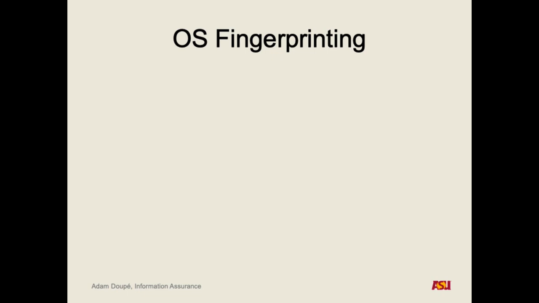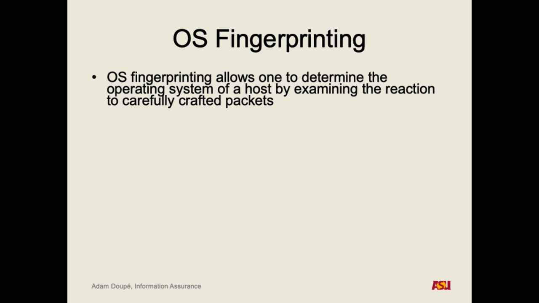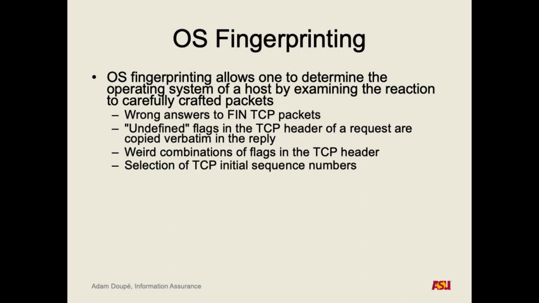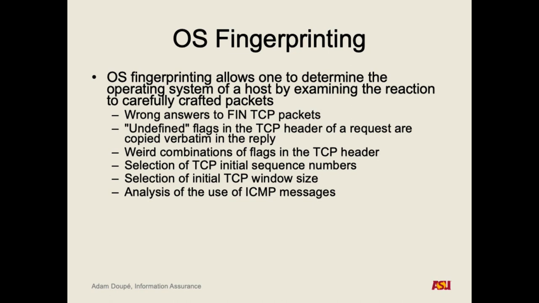And so by studying and compiling this large tree of differences, you can actually remotely fingerprint the operating system version by using these as individual tests. It's not just undefined behavior in the spec, but sometimes not following the spec correctly. So do they reply incorrectly to a FIN packet? That could be one way of fingerprinting it. What happens if we do a weird combination of flags in the TCP header? Is there a pattern in how they select the initial sequence numbers that we can use to fingerprint and detect the operating system? What about the window size? How do they use ICMP messages?